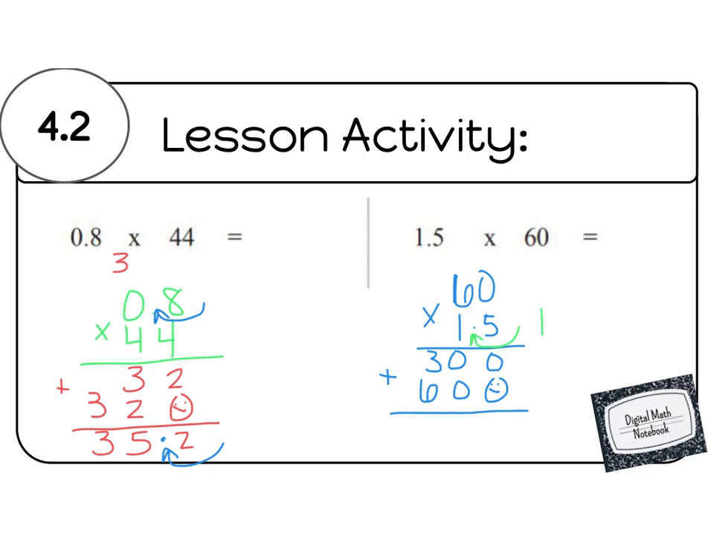So think about what your answer should be. It needs to include 1 place. So I have 0, 0, 9. So is my answer 900? Is my answer 90? Or is my answer 9? Think about how many decimals I need to move. Then type your answer into your digital math notebook.